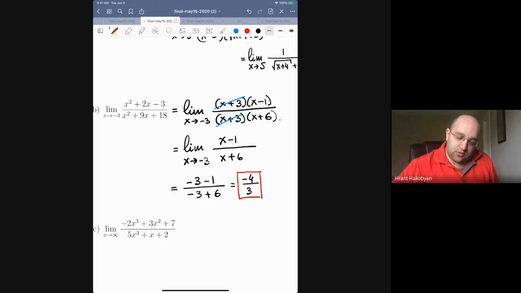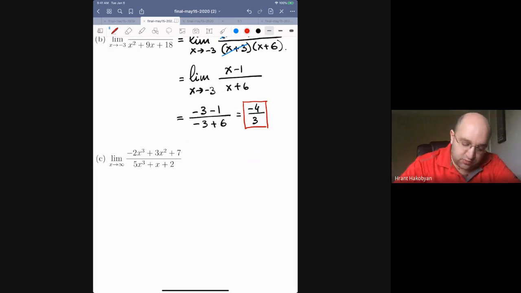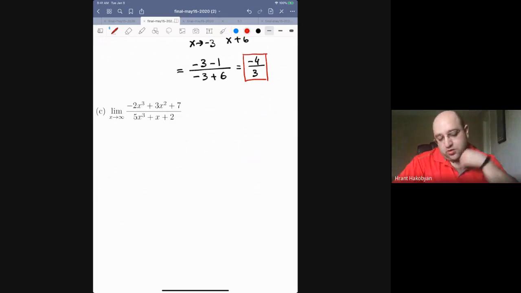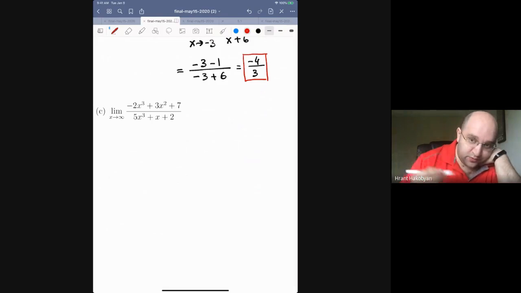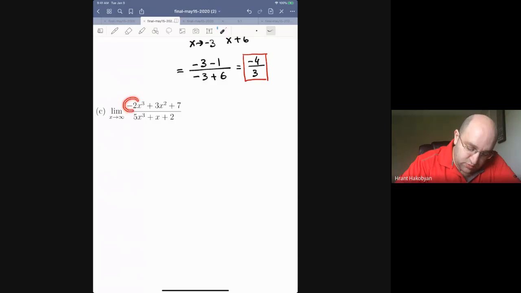Okay, so that's an easy problem. So the next problem is, we have a situation where we have polynomials on the top and on the bottom, and we have to find the limit as x goes to infinity. In these situations, if the degrees of the polynomials are the same, then what you get in the answer is the ratio of the leading coefficients. So it's going to be -2 divided by 5. So that will be your answer.